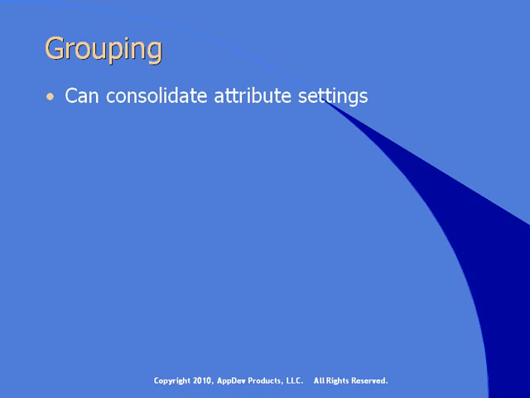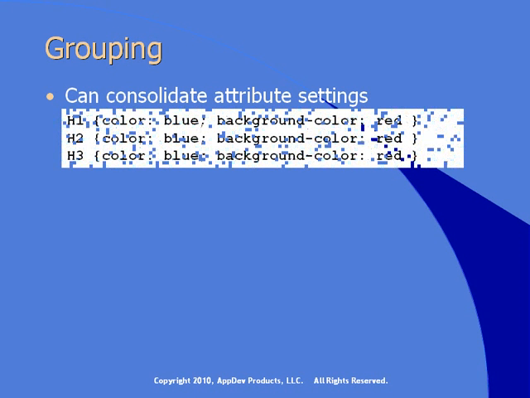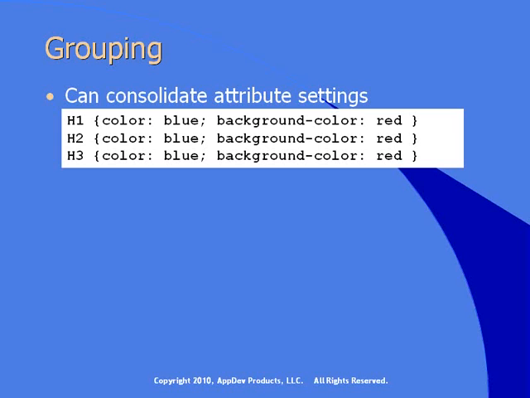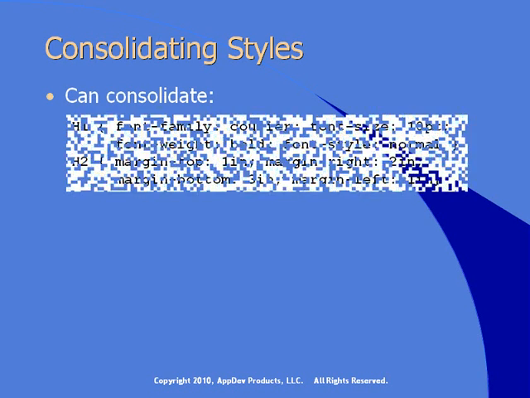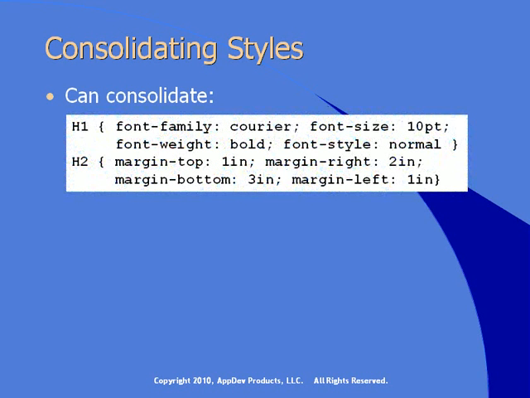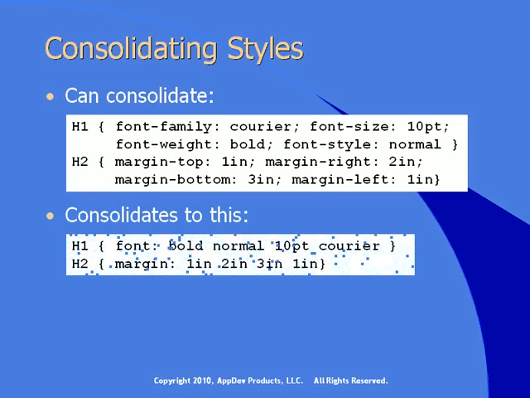You can also consolidate attribute settings. For example, here we have H1, H2, and H3. They're all the same. They have the same style. You can consolidate those to this H1, H2, H3, and then describe the style for each of them in one place. Now you can also do this even more. You can consolidate this sort of thing where we have H1 and H2, and we have these font family, font size, font weight, font style, and then margin top, margin right, margin bottom, margin left. And you'll see that each of those can be consolidated.